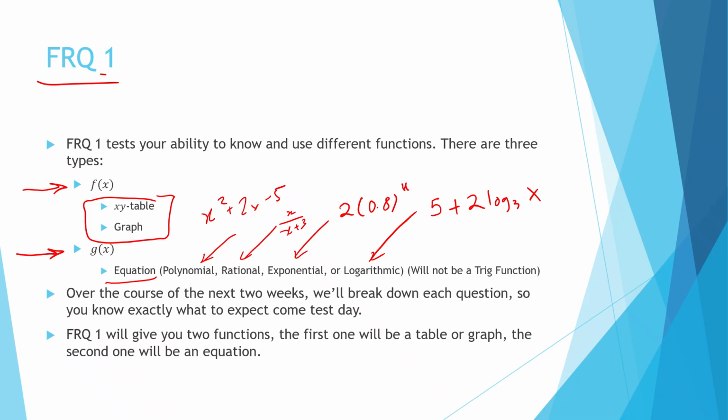So here, the first one will always be the table or graph. The second one, g of x, will be your equation. Each of these parts may ask about one or both functions, so really pay attention to what function it's asking about. Is it asking about f or g? Because I've had countless students give the correct answer just to the wrong function. So just make sure you don't make that mistake.